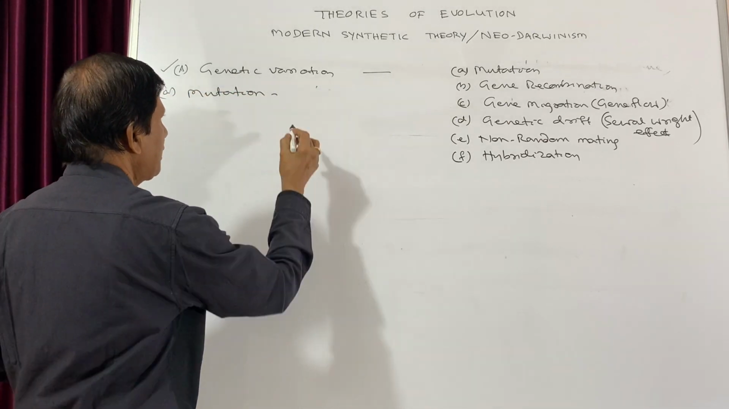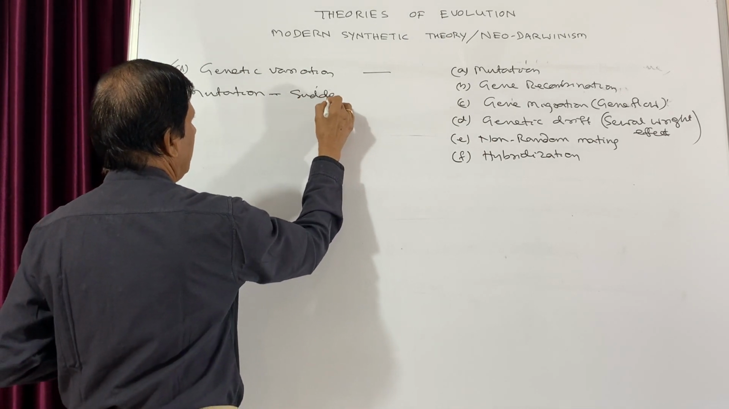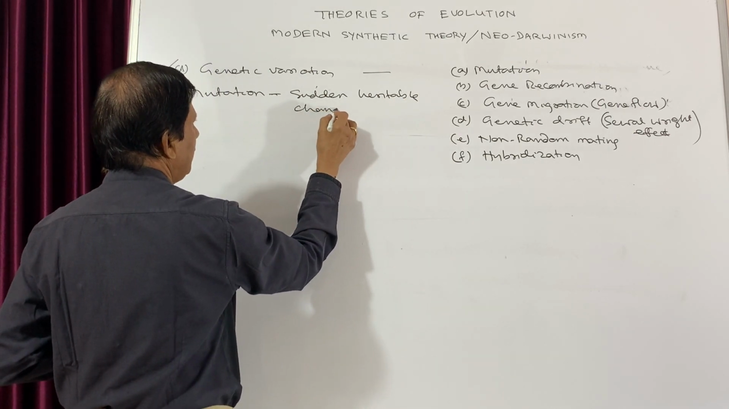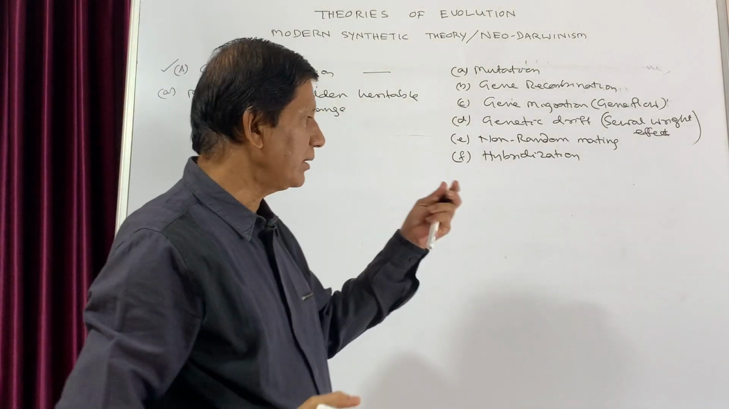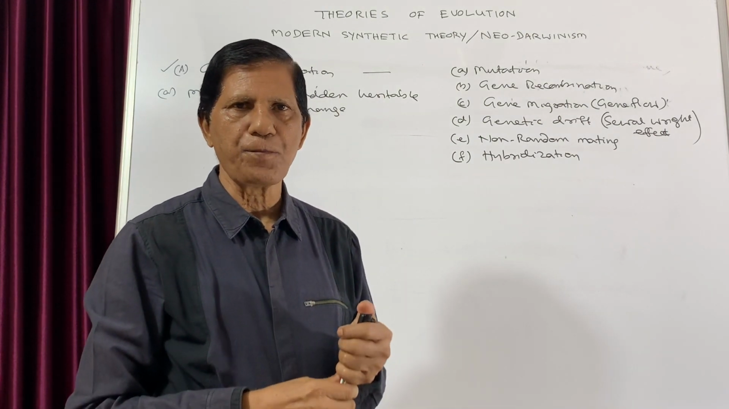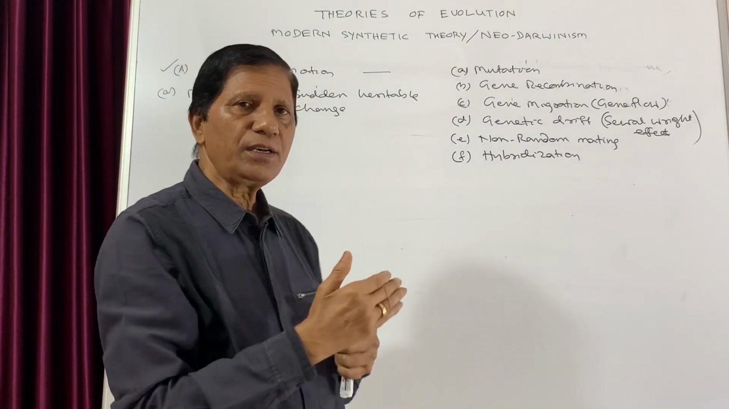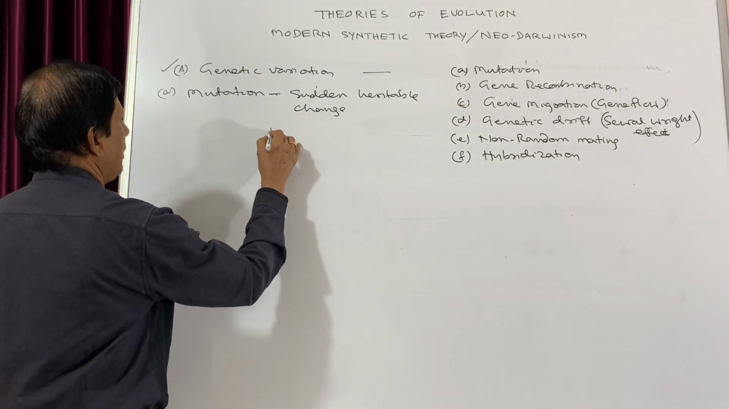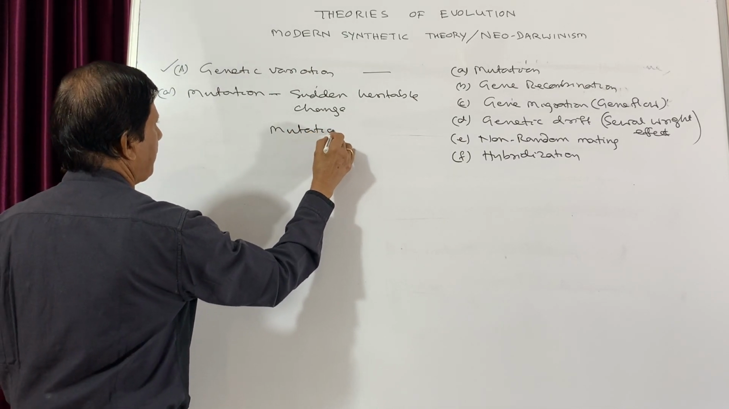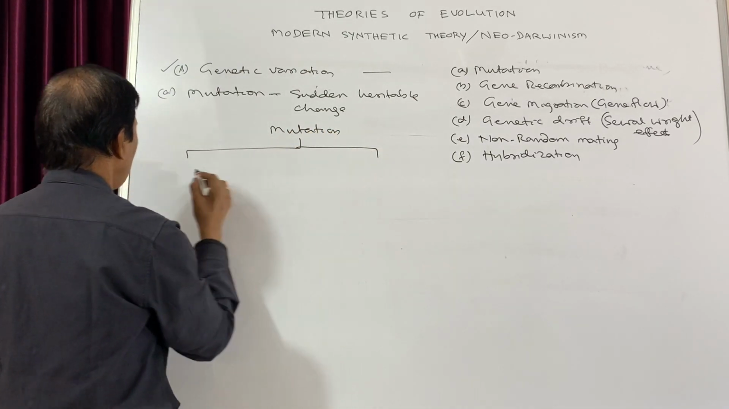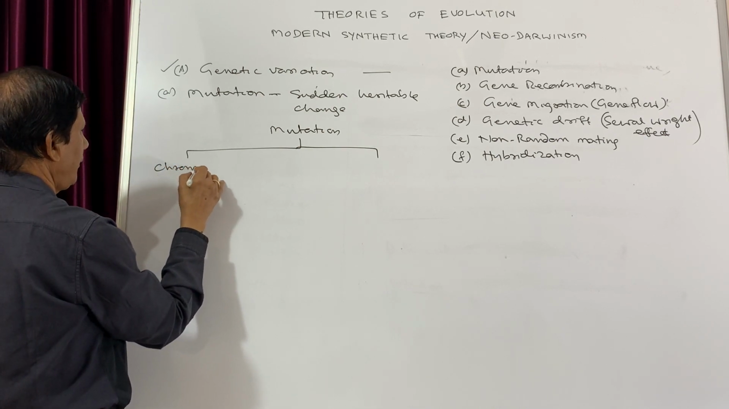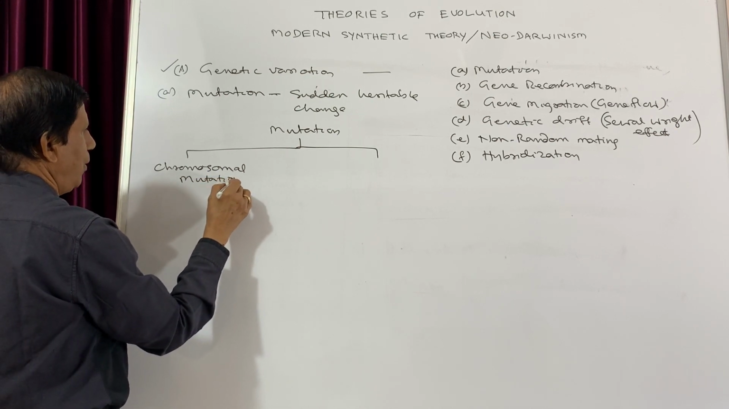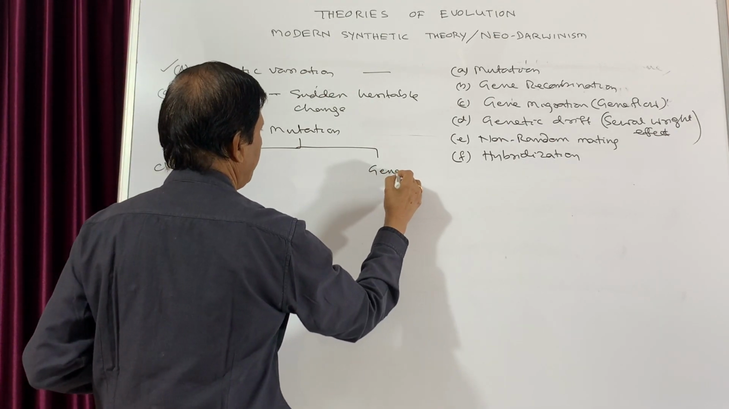Mutation means a sudden heritable change. A sudden heritable change is known as mutation. This we have already discussed during the de Vries theory of mutation. Now when mutation takes place, it is again of two types. It can be chromosomal mutation, or it may be gene mutation.